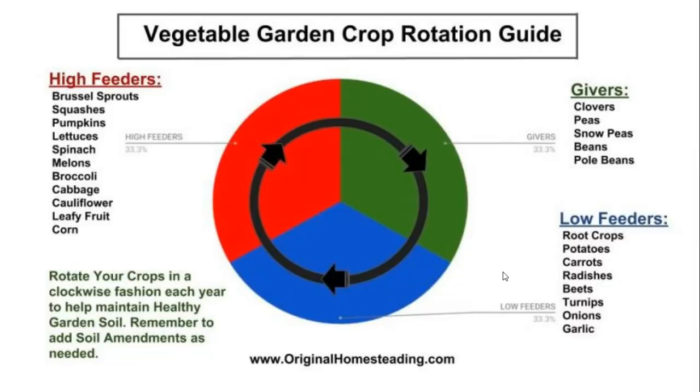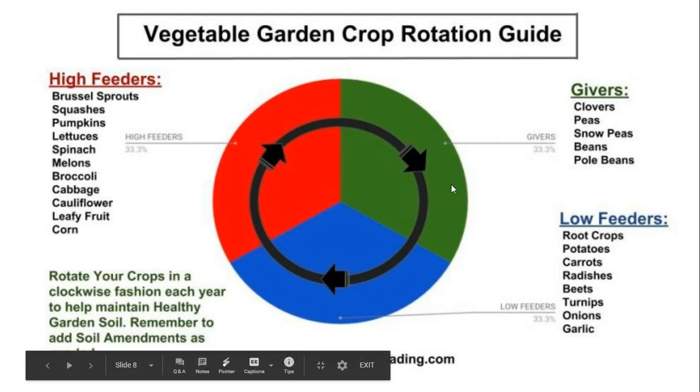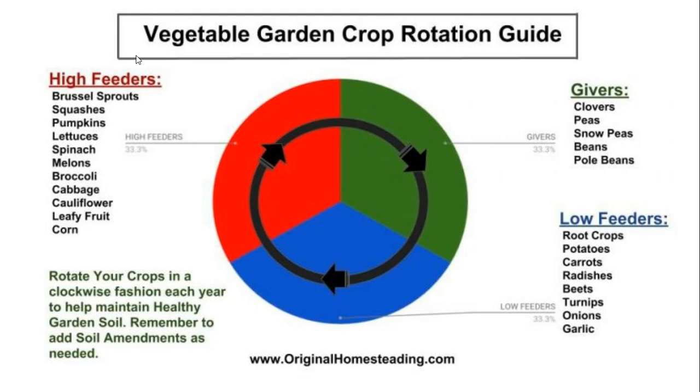Okay. And then here's another diagram that breaks that three crop rotation up into the groups again. They call them high feeders and low feeders and givers, but it tells you a little bit more what's what. One thing you might notice, if this is your crop rotation and you're giving equal time and equal space to these crops, is that there are more plants that you might want to grow in the high feeder or heavy feeder category, and many fewer in the heavy giver category.